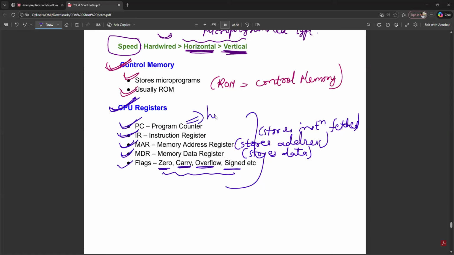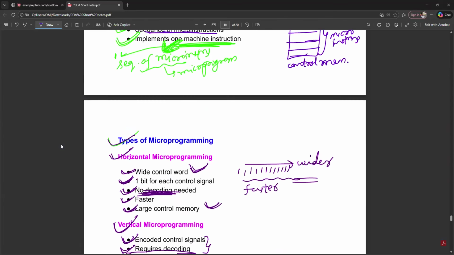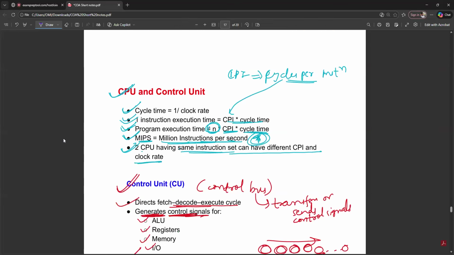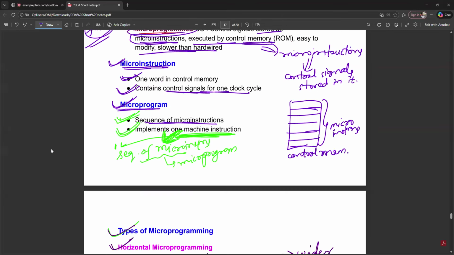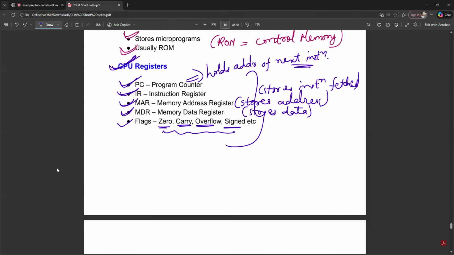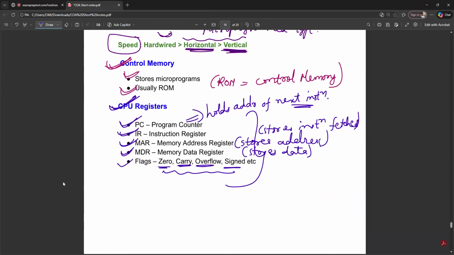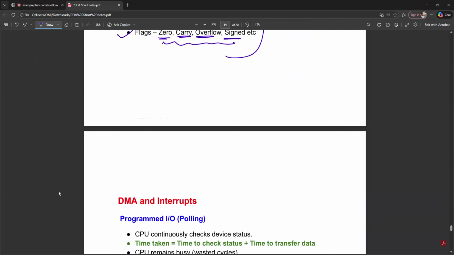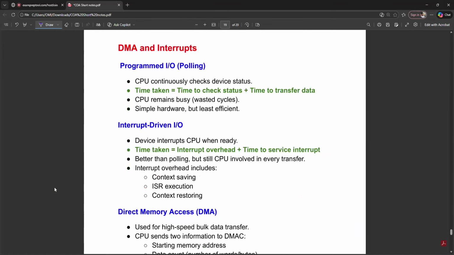And PC holds the address of the next instruction, right? So these are the CPU registers and the different types of control units. Everything is theoretical, so you have to understand it so that you can easily grasp it. Got it?